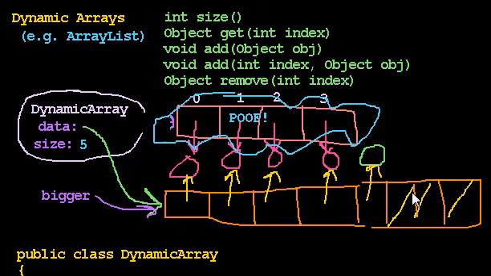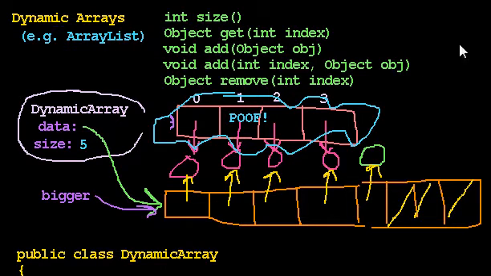Hello, my name is Dave, and we're going to continue learning about dynamic arrays. At this point, we know what methods a dynamic array should support. I should remind you, our canonical example in Java is the ArrayList class, which is an example of a dynamic array.